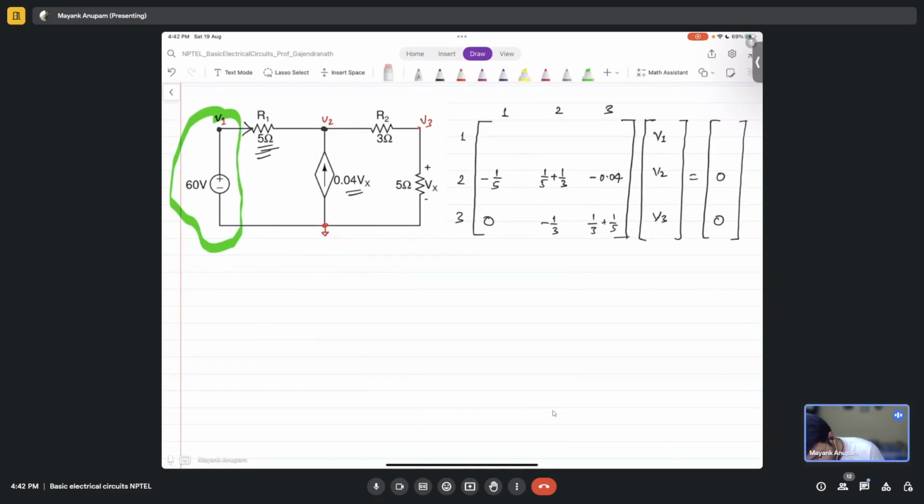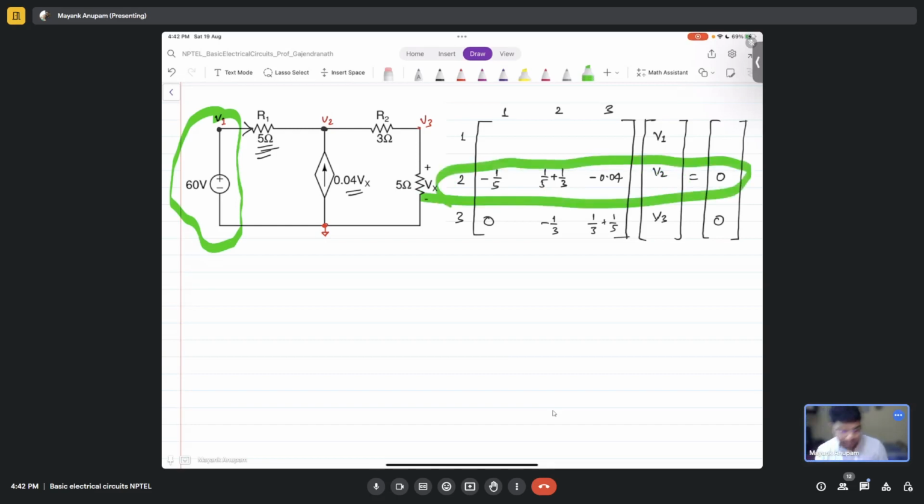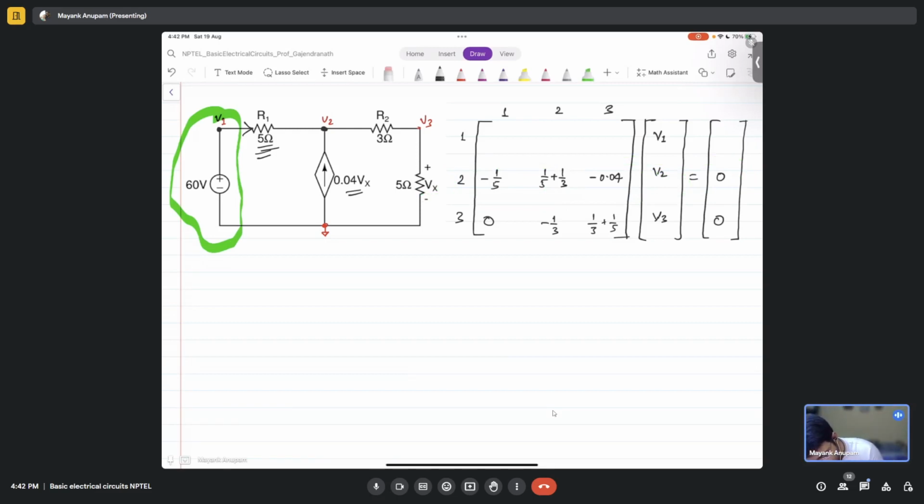Here, if you start to do those things, you have already taken care of the relationship here, okay? You already took care of that relationship here, so you do not need to do that twice. You will not get anything new out of it. When you are writing that equation, V1 minus V2, you are writing V1 into 1 over 5 minus V2 into 1 over 5, which is basically V1 minus V2 over 5, which is equal to what? This current leaving this node is equal to what?